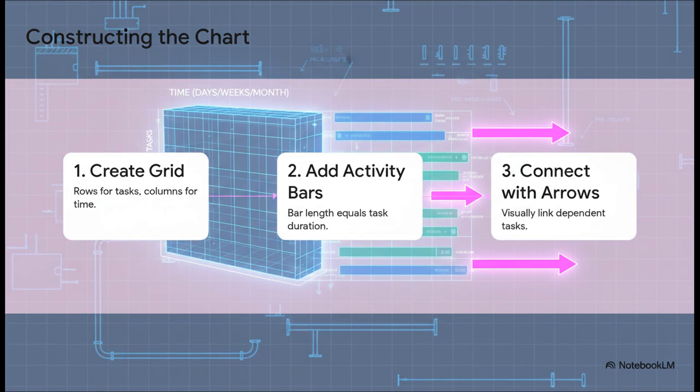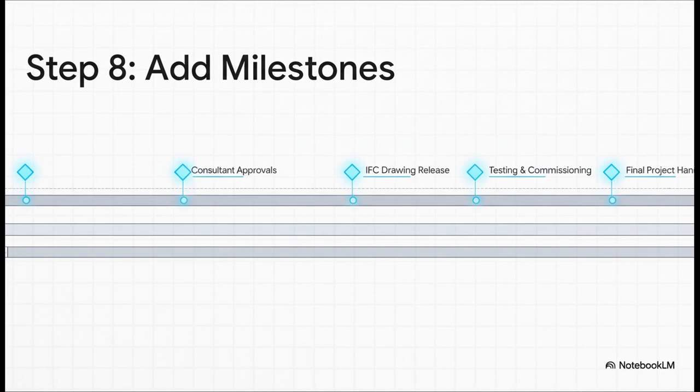All your tasks go in rows down the side, and time, days, weeks, months, runs in columns along the top. Second, you start adding the activity bars, and you make their length match the duration you calculated. And finally, you connect those bars with little arrows, which visually shows all those dependencies we figured out earlier. It's really that simple.